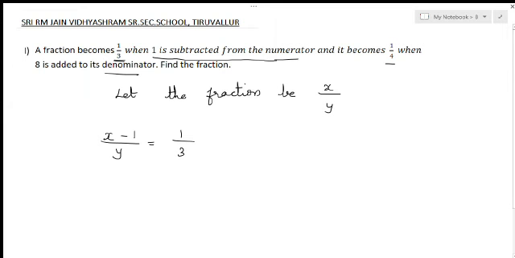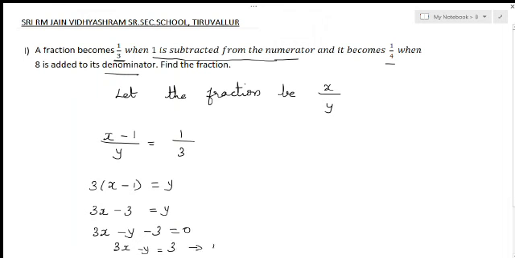Let me cross multiply and frame the equation. 3 into x minus 1 equal to y. When I multiply 3 into x, 3x, 3 into minus 1, minus 3 equal to y. So 3x, bring y to the other side, it will become minus y minus 3 equal to 0. So let me have 3x minus y equal to minus 3. When you take it to the other side, it is plus 3. Let this be equation 1. Now this is according to the first condition.